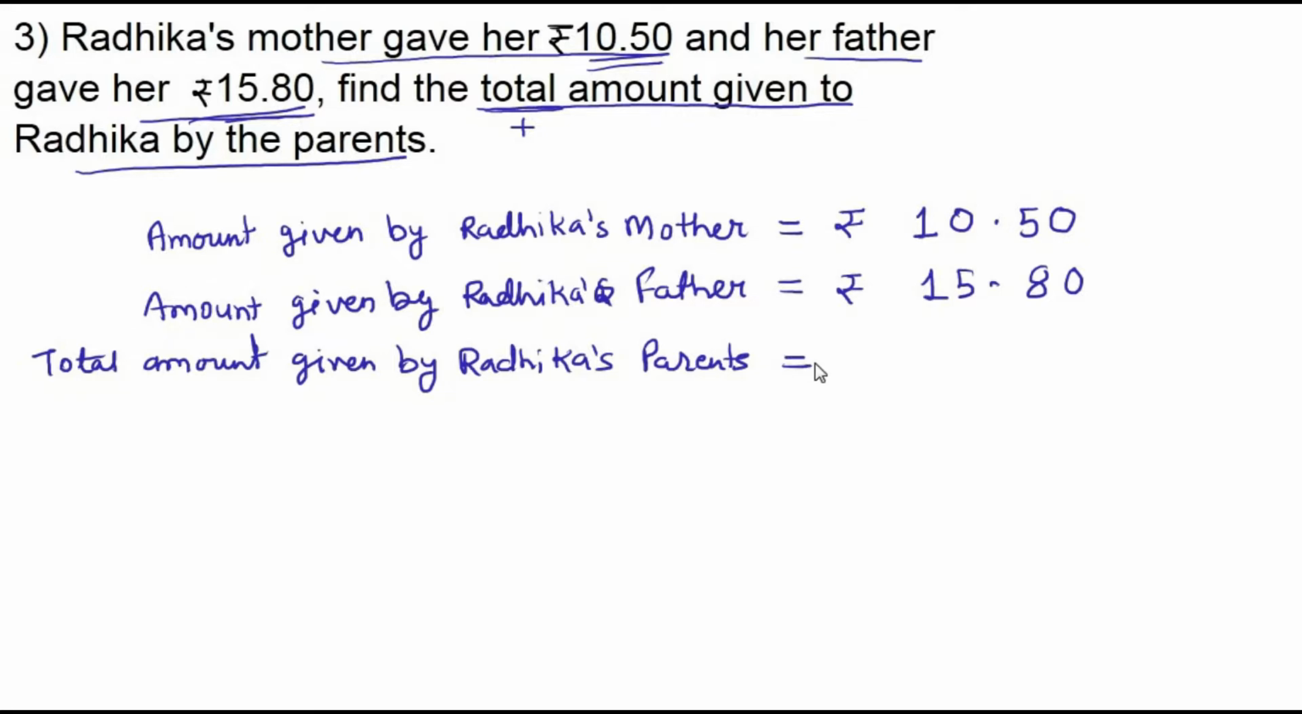So that is equal to, again we are not going to write separate numbers here, we will add in the same statements. So let's add plus here, then draw one line here, then 0 plus 0, 0, 5 plus 8, 13, 1 carry. Keep the decimal point at the same position. So write down here 1 plus 5, that is 6, 1 plus 1, 2. Note down the rupees symbol. So the total amount given by Radhika's parent will be 26 rupees 30 paise.